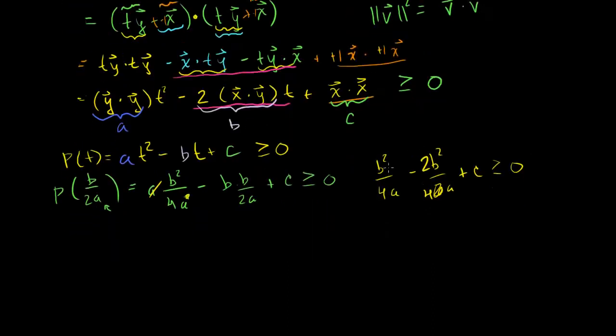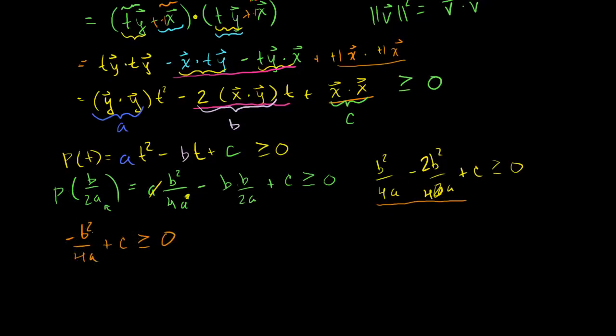So what do you get? You get b squared over 4a minus 2b squared over 4a. So what do these two terms simplify to? Well, the numerator is b squared minus 2b squared. So that just becomes minus b squared over 4a plus c is greater than or equal to 0. These two terms add up to this one right here.